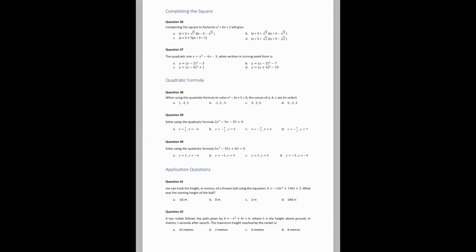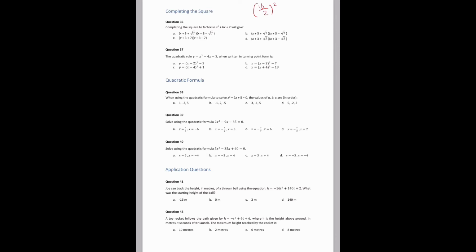The next two questions want us to complete the square, okay? Completing the square is a method we generally use when you can't factorize using the product-sum method. In order to do that, guys, remember we take the b value and we half it and then we square it, okay? And what we do is we add and subtract that so that we don't change the equation, okay?